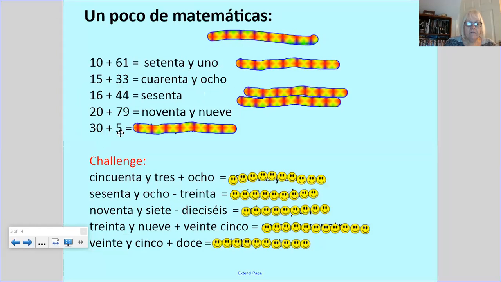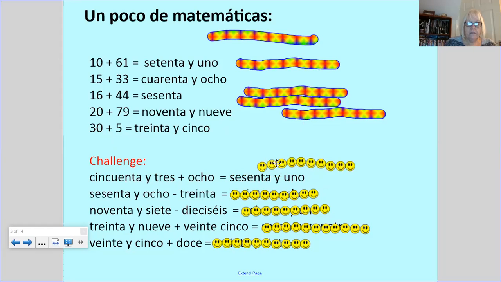30 más 5 son 35. All right, so the way I'm saying the sum there is más for plus. So 30 más 5 son means equals, or literally it's 'are'. 30 and 5 are 35. As a challenge, you've done that hopefully. 53 más 8 son 61.